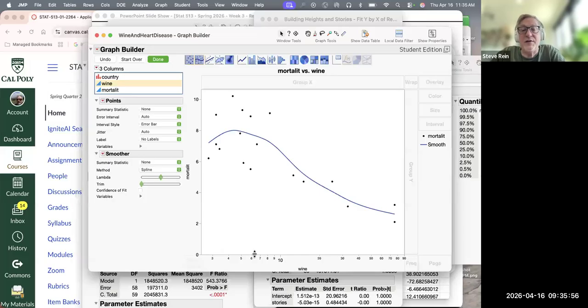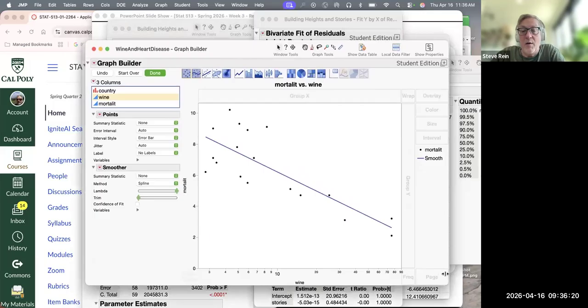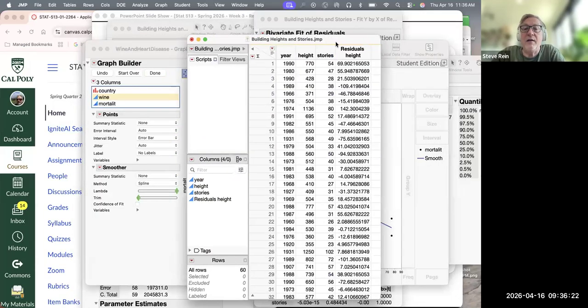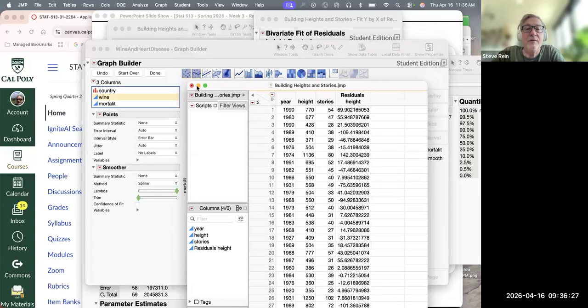And when I've adjusted this x-axis to be on this logarithmic scale, if I say straight line, you'd say a straight line works. A straight line here describes the relationship between wine consumption and heart disease death rate. So the log of wine consumption is perhaps a good linear predictor of heart disease death rate. How would I pull that off inside the data, like you did in your lab last time?